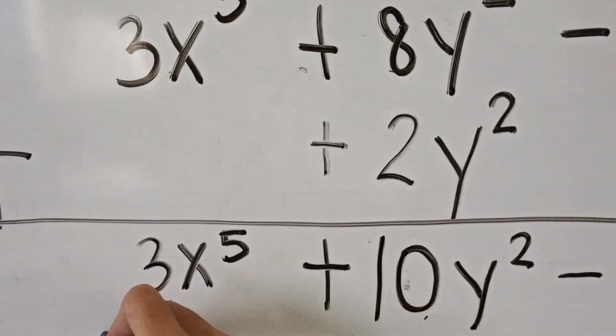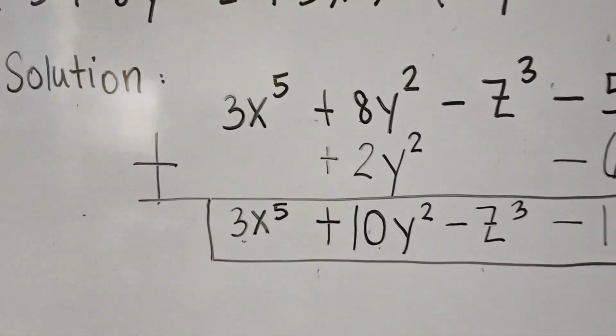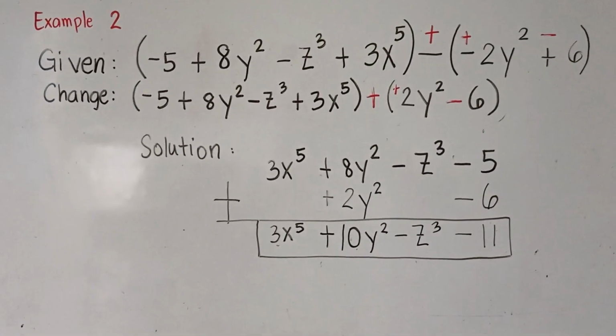So the final answer that we have here is 3x to the power of 5 plus 10y squared minus z cubed minus 11.